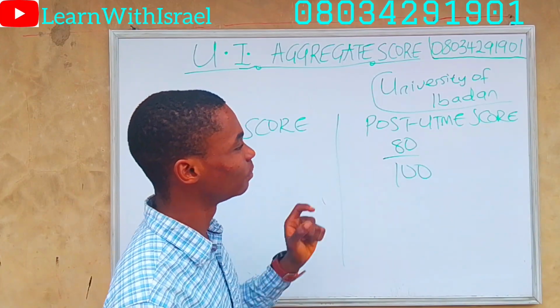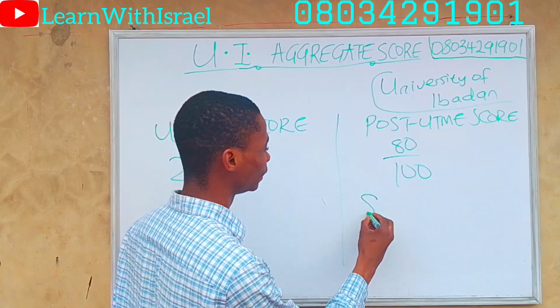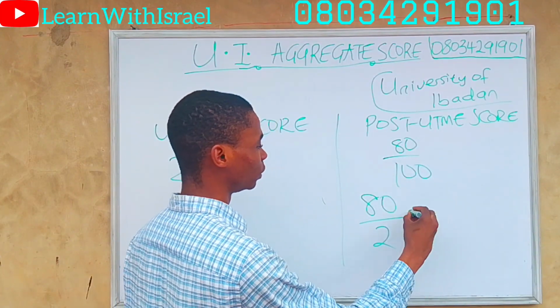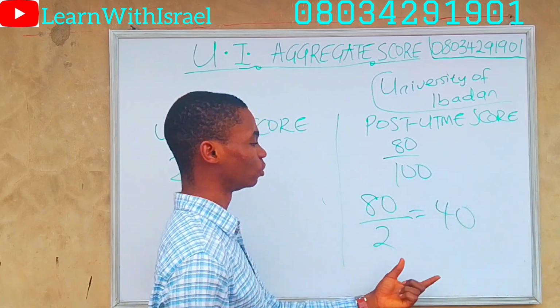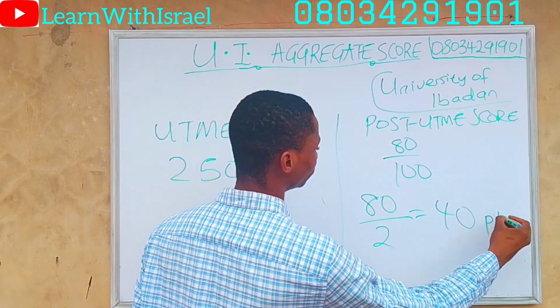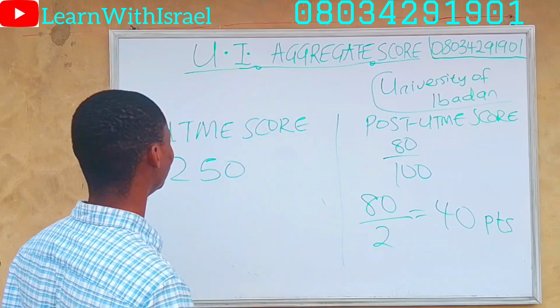You divide your Post UTME score by 2. So 80 divided by 2, which will give us 40. So your Post UTME point is 40. So back to UTME score.